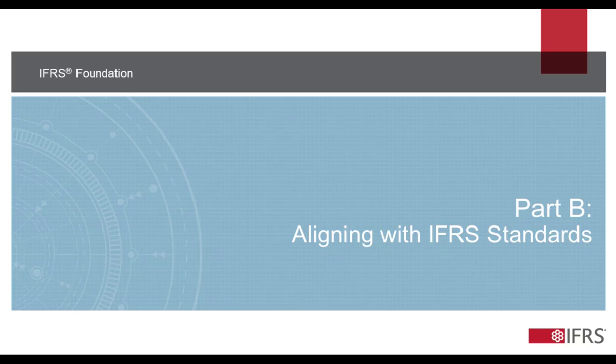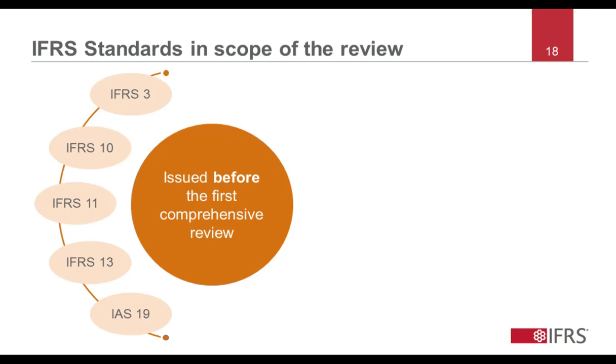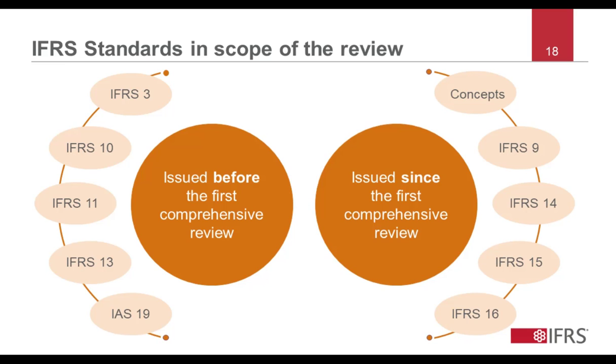So moving on then to part B of the RFI, as Yusuf said, this is the second comprehensive review. In the first comprehensive review, the board decided not to make significant changes. So in looking at the scope of the standards and the amendments that are included in the review, there are a number of standards that were issued before the first comprehensive review that we needed to carry forward and to include in the scope of this review. And then in addition, there are those standards and amendments that have been issued since the first comprehensive review.